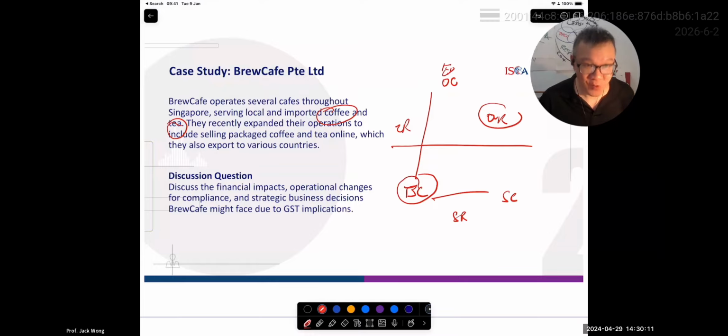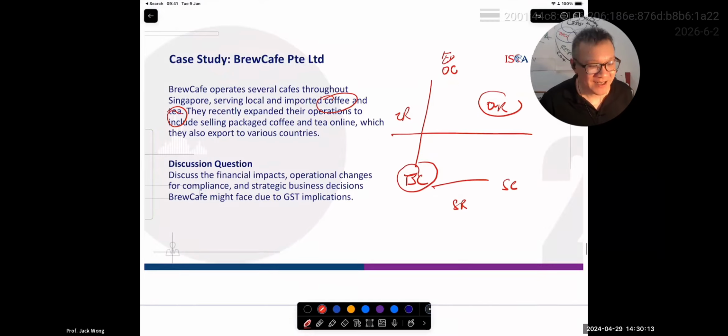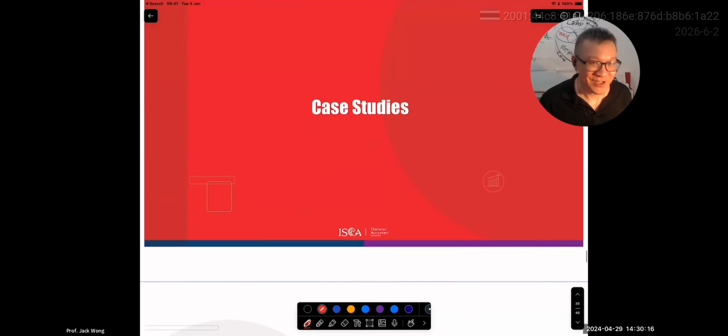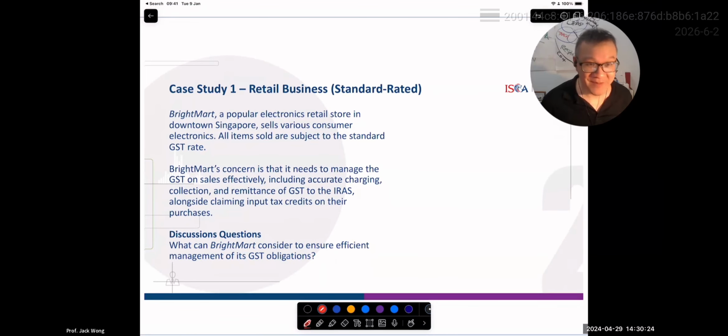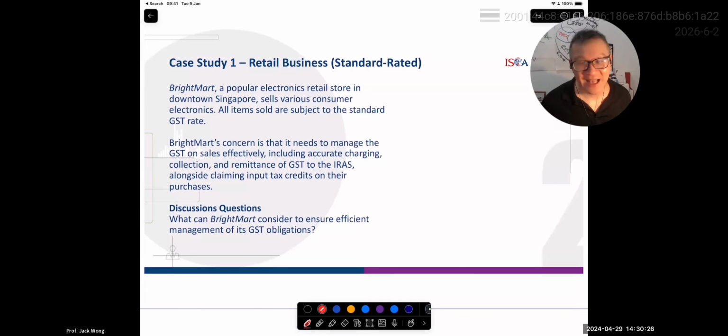Again, I come from a practical experience perspective. If you are just doing Singapore GST, it's not so complex. Okay, so let's review some of this case study to wrap up, and then you can see the application of the different types of supplies.